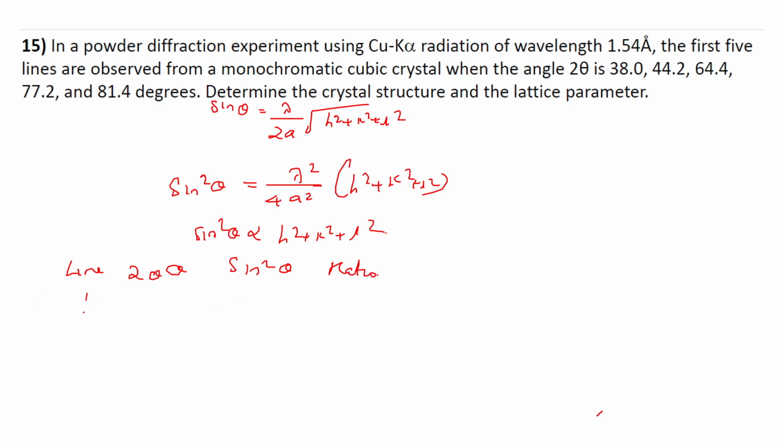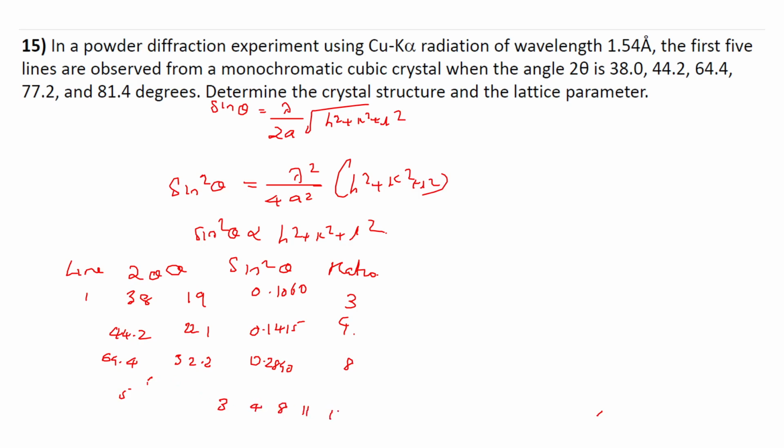So here we have 5 angles which are given. The first is 38, theta will be 19, sine square theta will be 0.1060, and the ratio here will be 3. The second one, the angle will be 44.2, theta will be 22.1, sine square theta 0.1415, and ratio 4. The next one will be 64.4, 32.2, 0.2840 and 8. Like that, the fifth one you have to do. So the ratio will be like 3, 4, 8, 11 and 12, which I have already discussed. It will be an FCC lattice. So our given system is an FCC lattice.